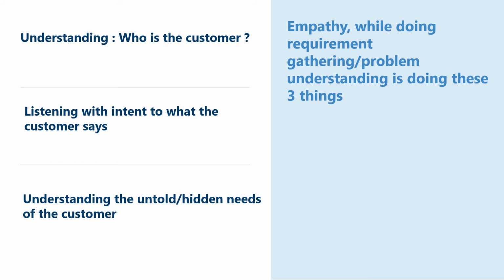For a BA, this quality could completely change the way they approach their customers during the requirement gathering phase. For example, empathy while doing requirement gathering or problem understanding is doing these three things correctly. Understanding the customer, listening with intent to what the customer says, and understanding the untold and hidden needs of the customer. In the next slide, we would look at each of them individually.